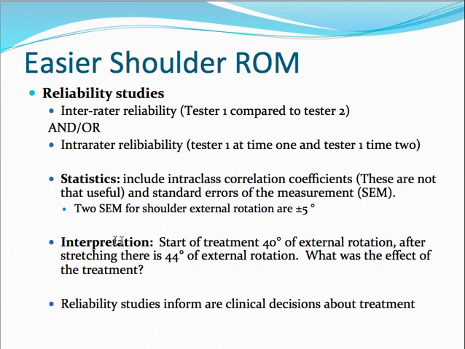And then the way we would interpret that is typically one standard error is a 68% confidence interval, so we usually use two. So two standard errors for shoulder external rotation is 5 degrees. So the way we would apply that clinically is at the start of a treatment. Say if we were trying to improve external rotation, if we did some manual therapy and stretching and remeasured, and the person only had a 44-degree post-treatment reading, well then essentially we would interpret that as there was no change in range of motion and the treatment was ineffective, because it's not above error.